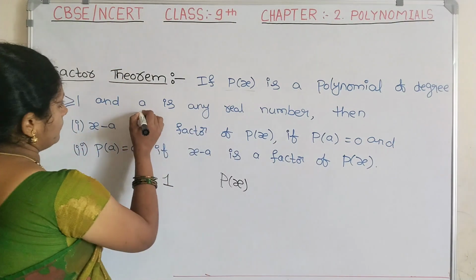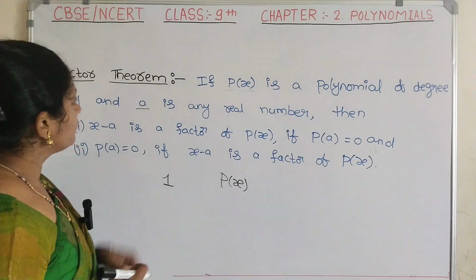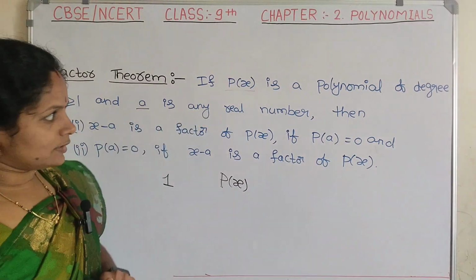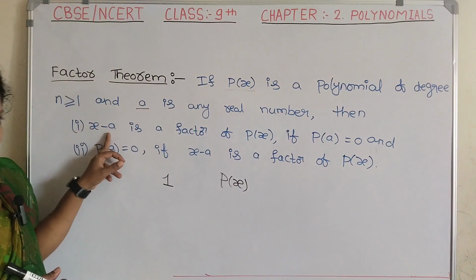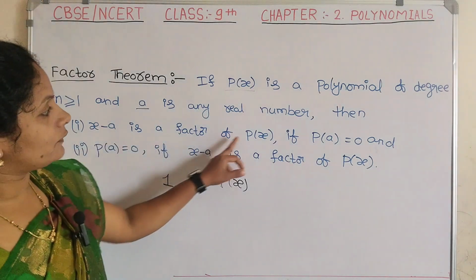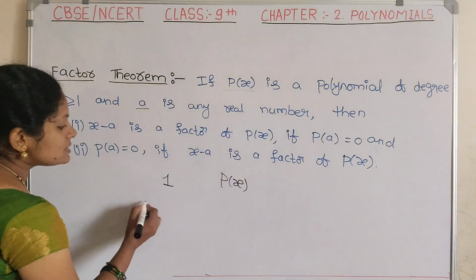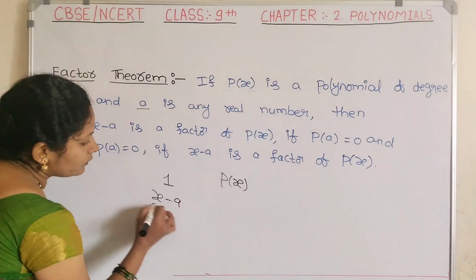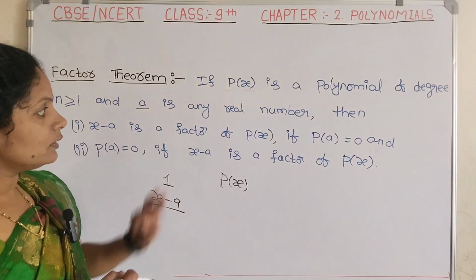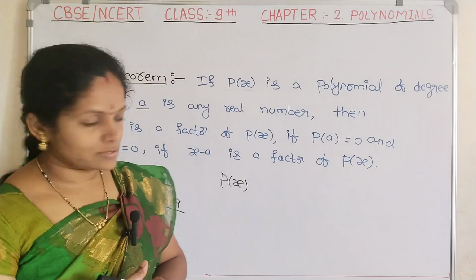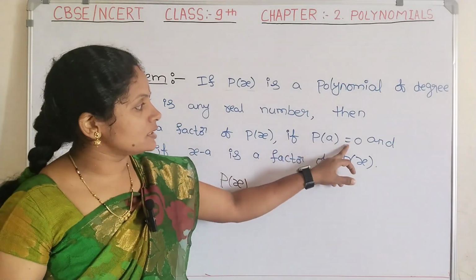Then what is this a? Here it is given that a is any real number, then x minus a is a factor of p of x when we say x minus a is a factor of this polynomial p of x, if p of a is equal to 0.